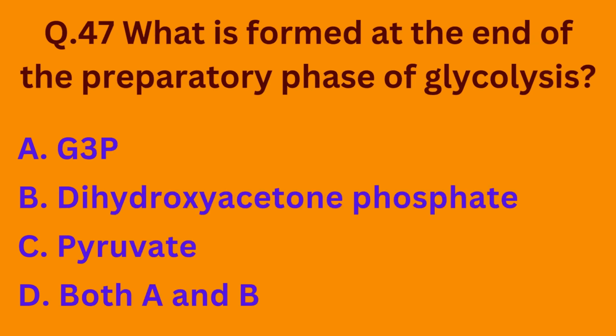Question number 47. What is formed at the end of the preparatory phase of glycolysis? Option A, G3P, option B, dihydroxyacetone phosphate, option C, pyruvate, and option D, both A and B. So the correct option is option D, both A and B.